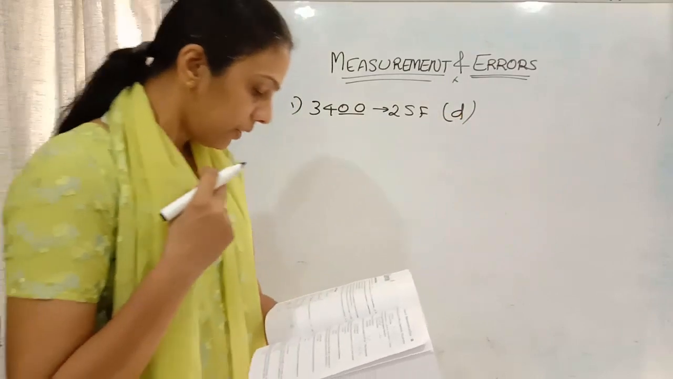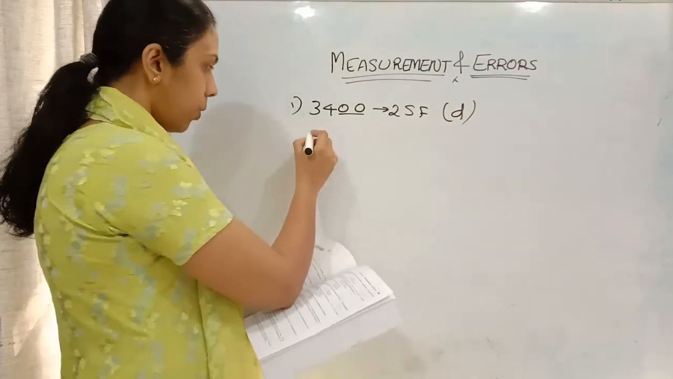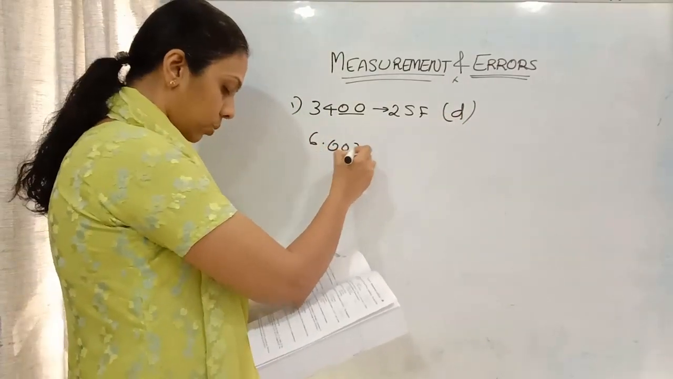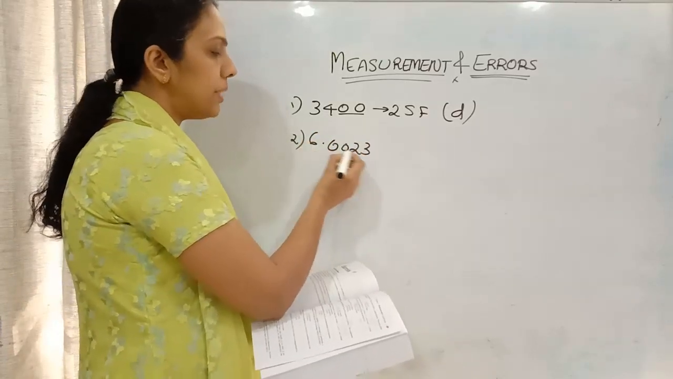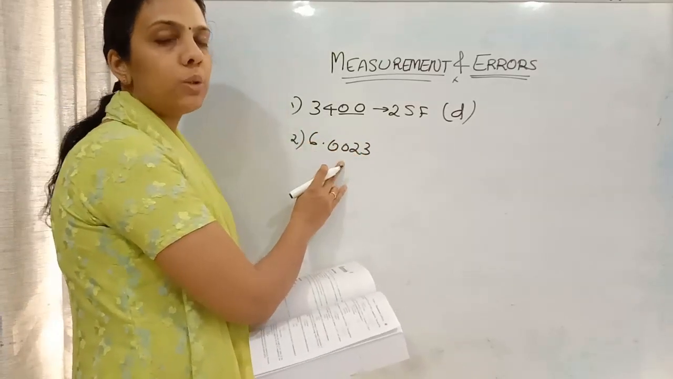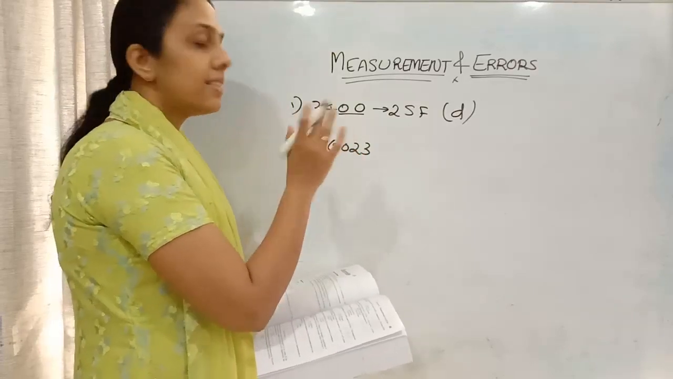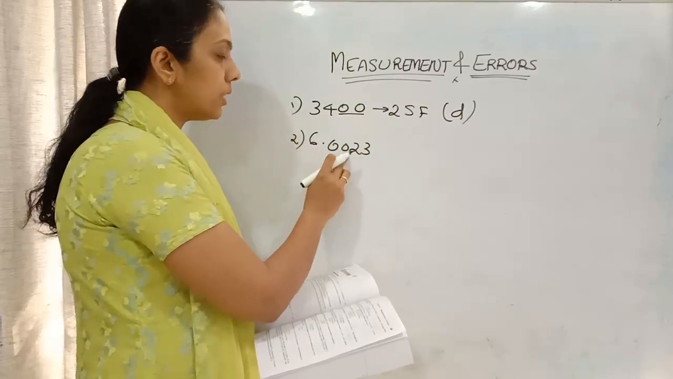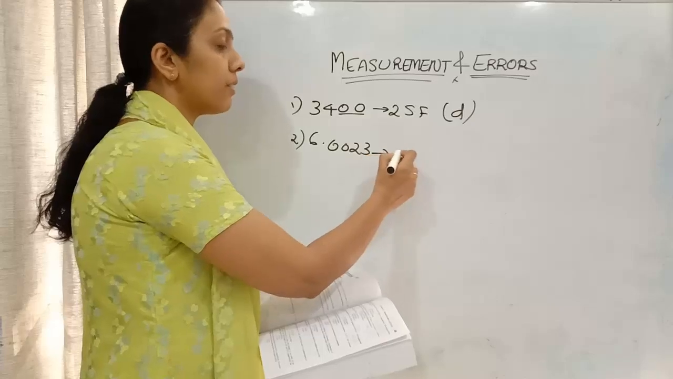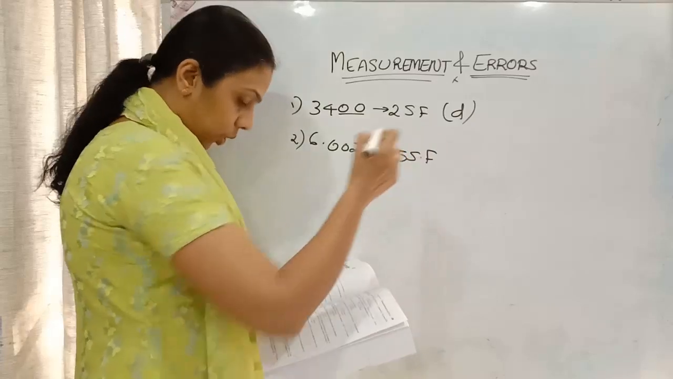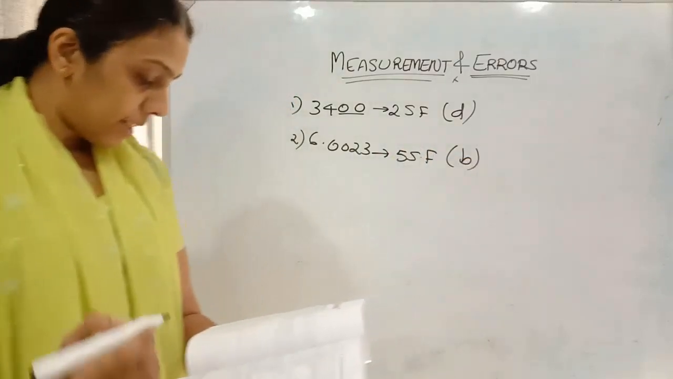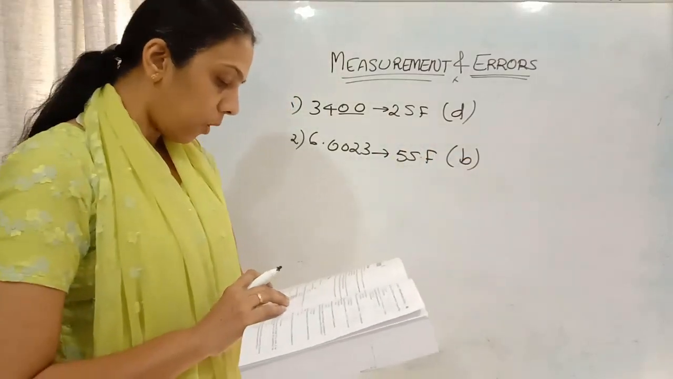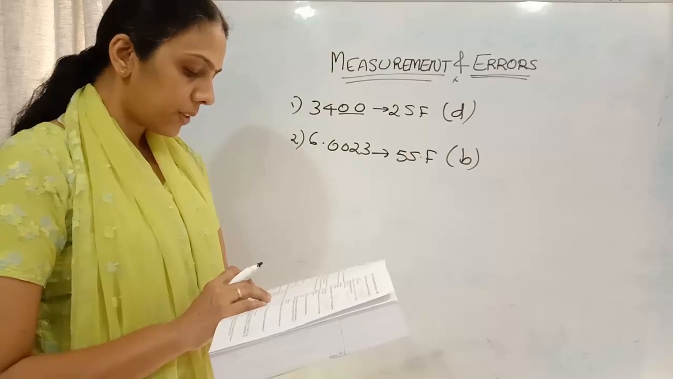Second one, the significant figures in the number 6.0023. If zeros are coming in between, those zeros are considered as significant. Therefore 1, 2, 3, 4, 5. 5 significant figures. So which option will it be? It is option B.